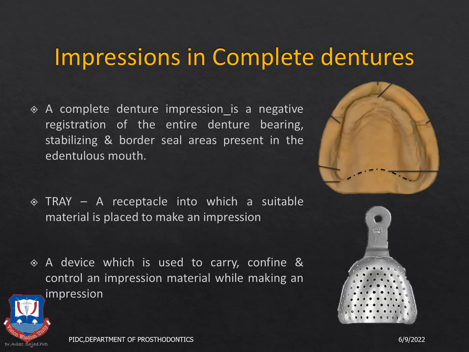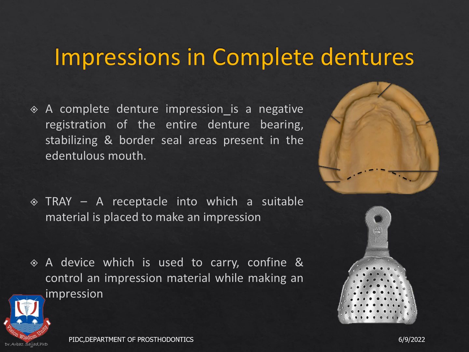So, coming to impressions in complete dentures. A complete denture impression is a negative registration of the entire denture bearing, stabilizing, and border seal areas present in the edentulous mouth. That is, the denture bearing area with the peripheral borders, how it looks in the mouth, it should be exactly looking like a negative replica within the impression that you have just made.